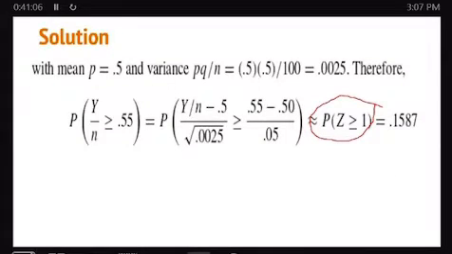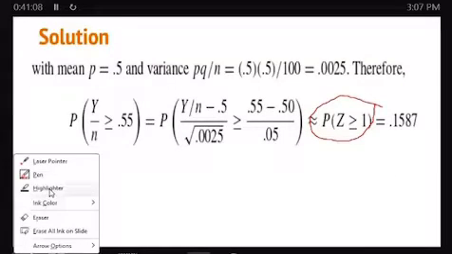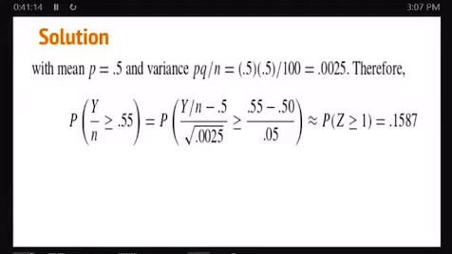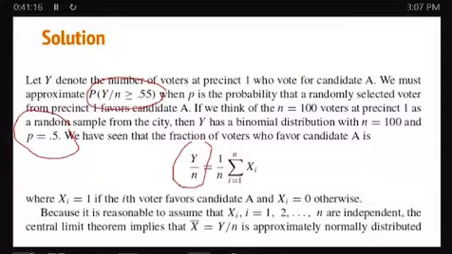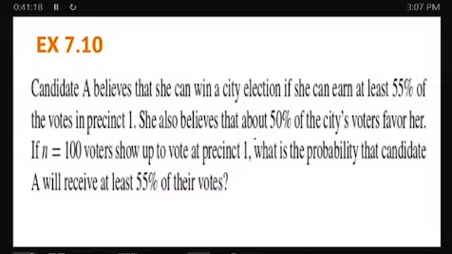Now, let me tell you this. If you are working with proportion, you don't need to consider continuity correction, because in this question, you've already been told what they gave you. You are seeking the probability of at least 55%. It's already a proportion. You don't need to consider continuity correction. But you can only consider continuity correction if you are working with a whole number, a discrete value. I'm going to show you now.